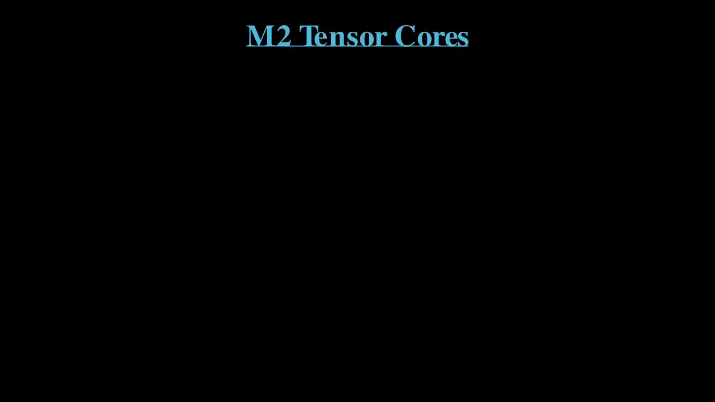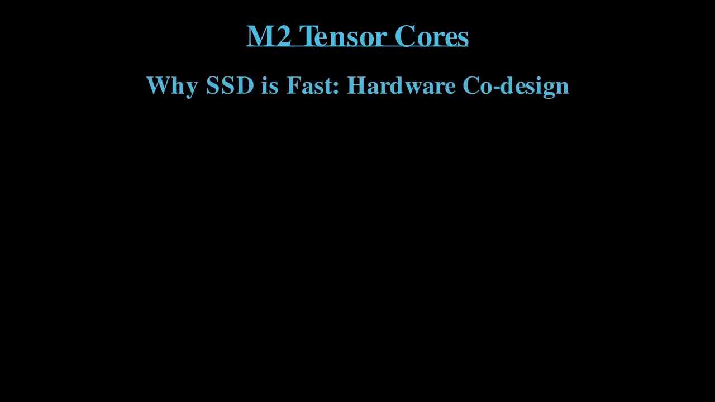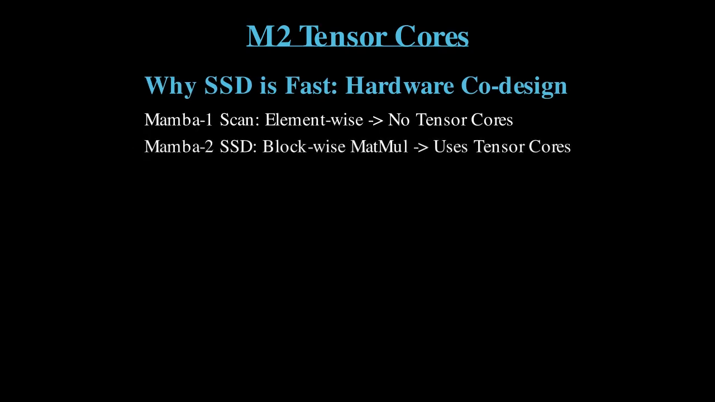This brings us to the most important question: why is this so much faster? The magic lies in the hardware, specifically the tensor cores on NVIDIA GPUs. Mamba-1's scan was an element-wise recurrence. It was very memory-bound and couldn't be expressed as a large matrix multiplication. This means it couldn't use tensor cores, leaving a massive amount of the chip's potential on the table.